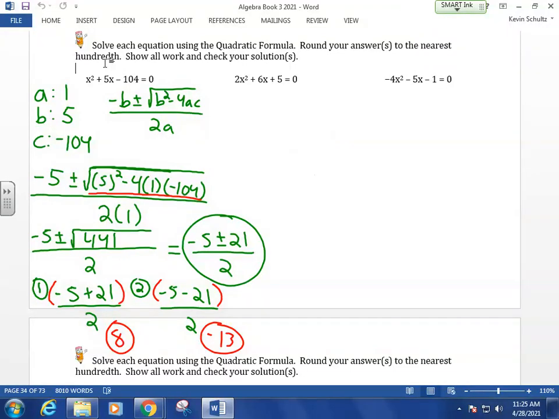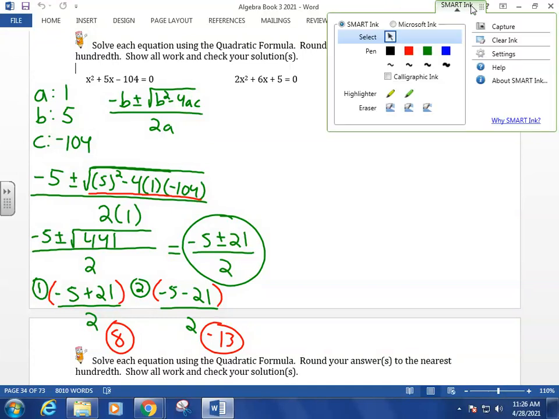Okay? Anyone else need these notes? I'm going to erase these so I can have a little more space for the second one there. Anyone else need them? Going once, going twice? Okay. Let's look at the second one.